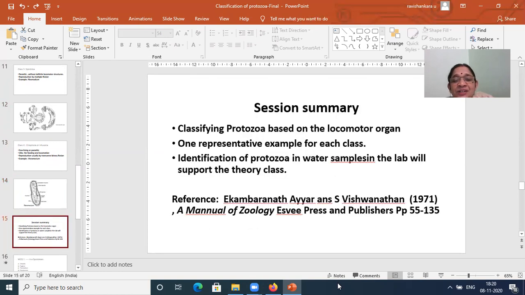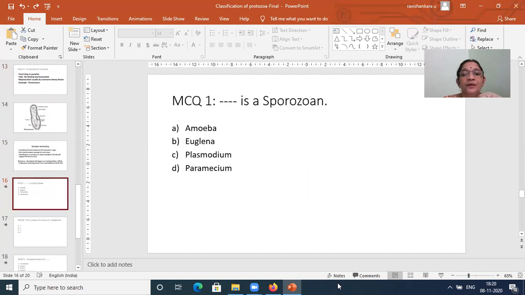At the end of the session, we have seen four classes of phylum protozoa, each of them differing in their locomotory structures and nutritional method, either parasitic, saprozoic, saprophytic, or holozoic or holophytic nutrition. For reference, we can have textbooks as I have mentioned in the earlier slide. And with this, we go to the MCQs.